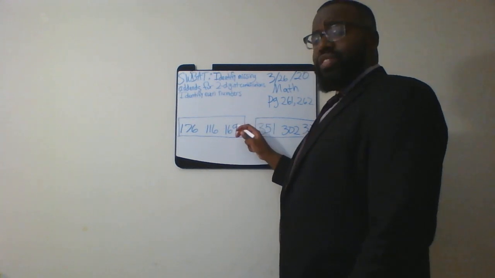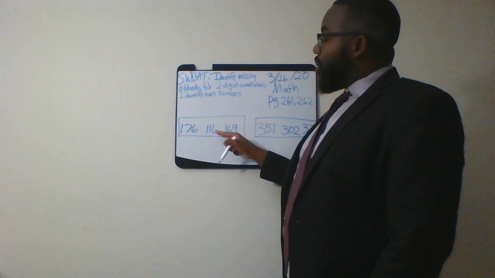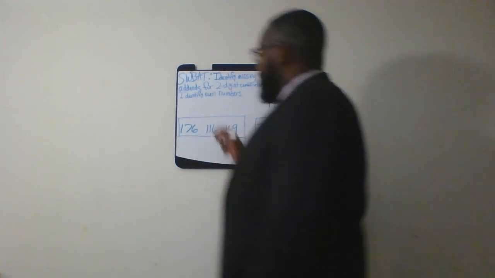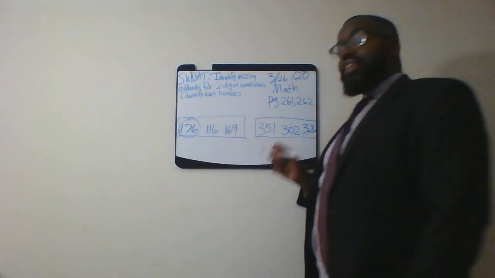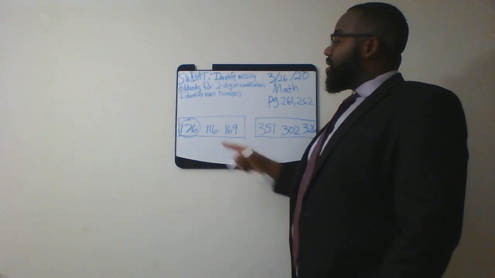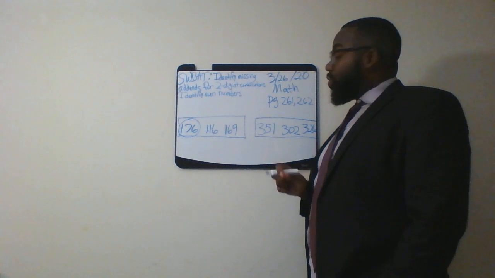So am I circling 169? No, you're right. What about 116? No, that's correct. We're circling 176 because that is the greatest. Now, we're not finished yet. Now we have to underline the least. What number is the least out of 116 and 169? What is the smallest number? That's what we're looking for.